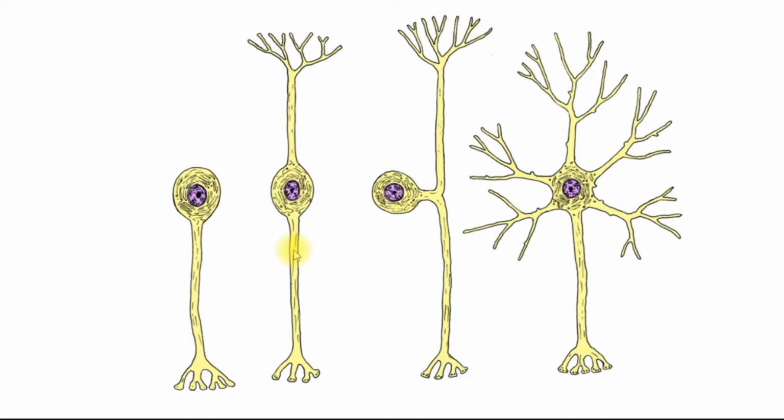Bipolar neurons are present in the human retina of the eye, and also in some ganglia. For example, in the hearing ganglion there are bipolar neurons. So they usually are present in sensory organs. Pseudo-unipolar neurons are present in spinal ganglia. There are spinal ganglia near the spinal cord, and they contain pseudo-unipolar neurons.